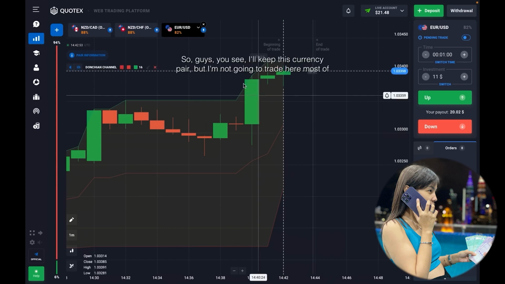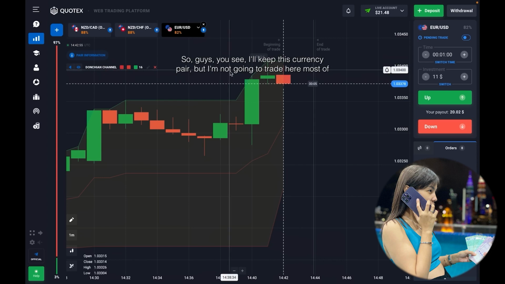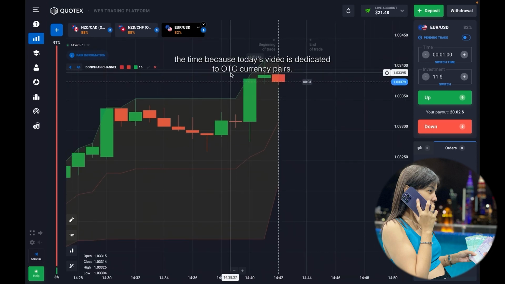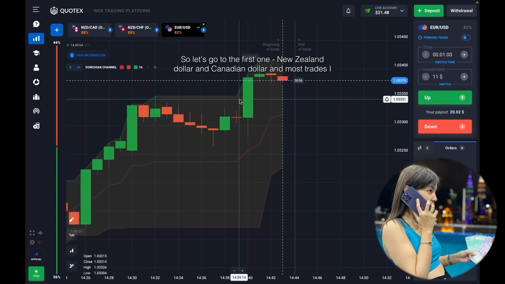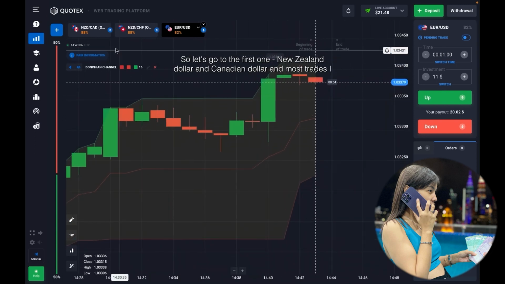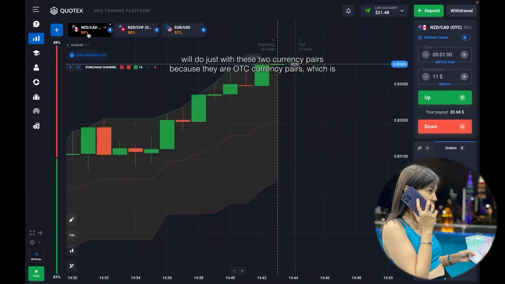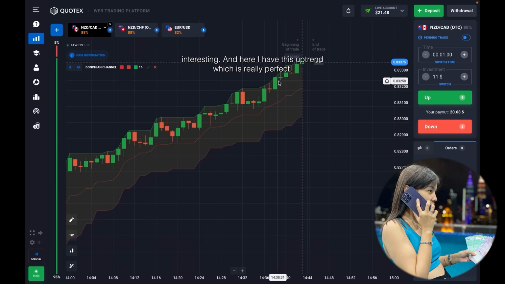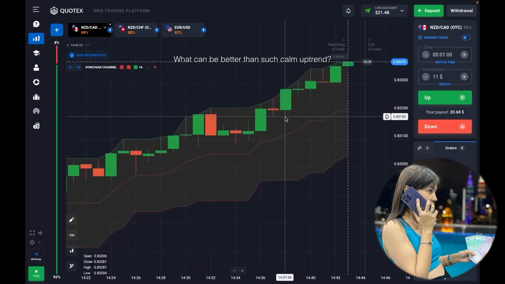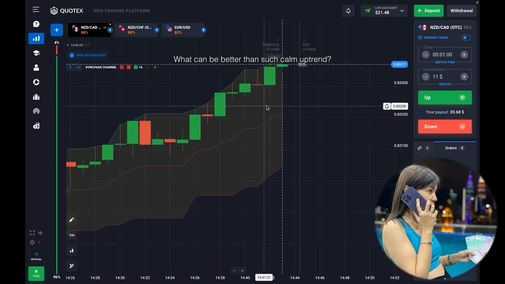Guys, we still keep this currency pair, but I'm not going to trade here most of the time because today's video is dedicated to OTC currency pairs. So let's go to the first one, New Zealand dollar and Canadian dollar, and most trades I will do just with these two currency pairs because they are OTC currency pairs. Which is interesting. And here we have this uptrend, which is really perfect. What can be better than such calm uptrend, guys?